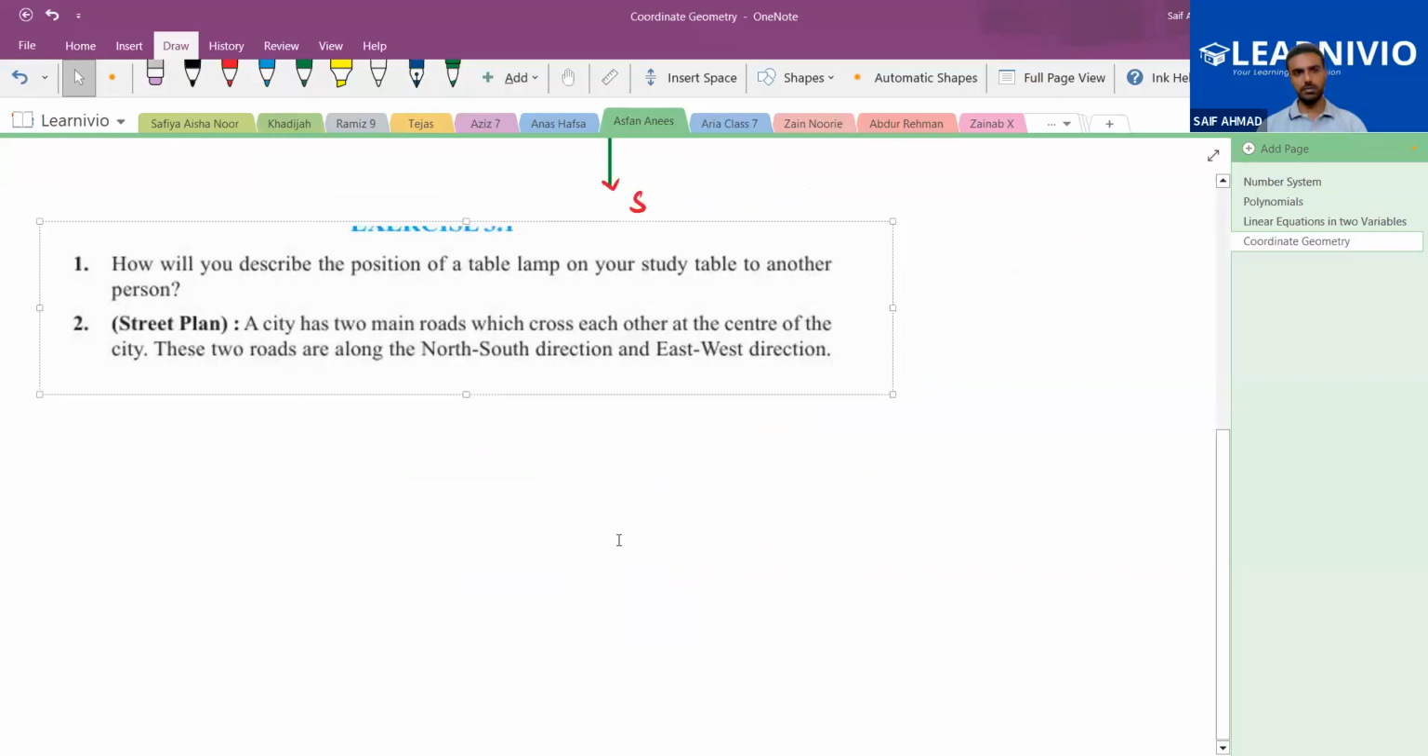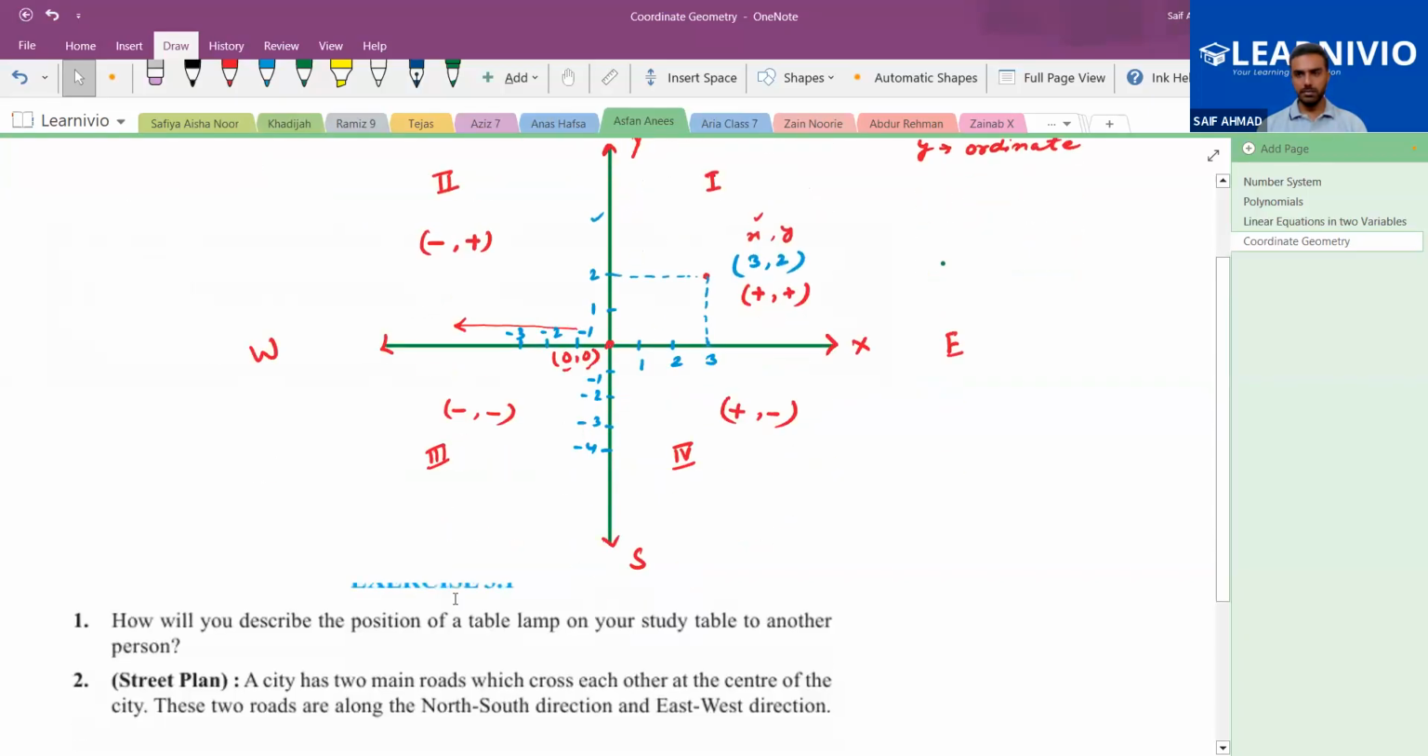Now this is question number 1. How will you describe the position of a table lamp on your study table to another person? How will I tell? I've explained it here. Okay. This is question number 1. I have done it here. Okay.